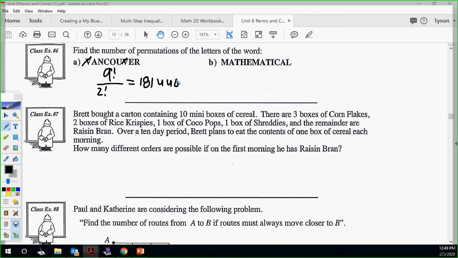Okay, mathematical. So we're looking at 1, 2, 3, 4, 5, 6, 7, 8, 9, 10, 11, 12. So we're looking at 12 factorial. We have 2 M's. We have 2 T's.